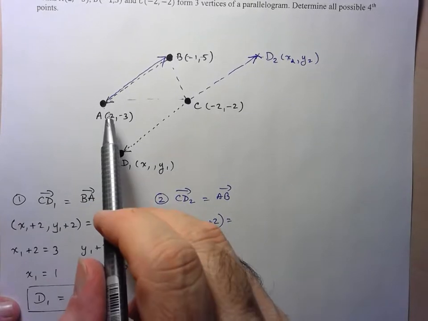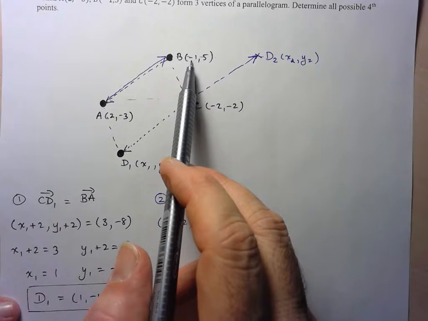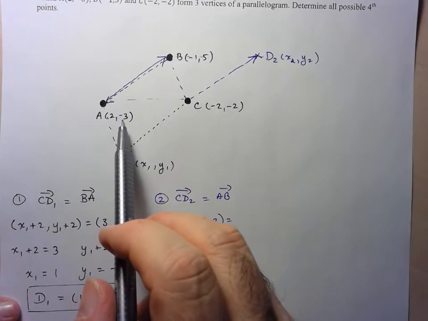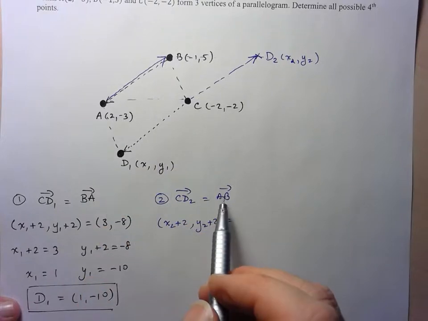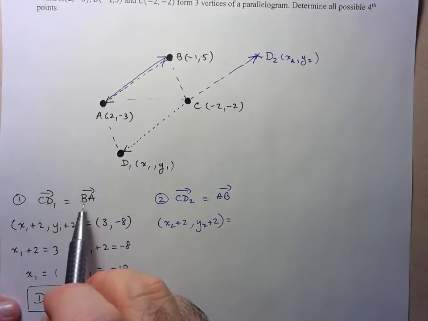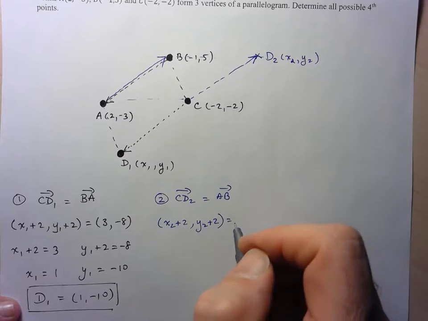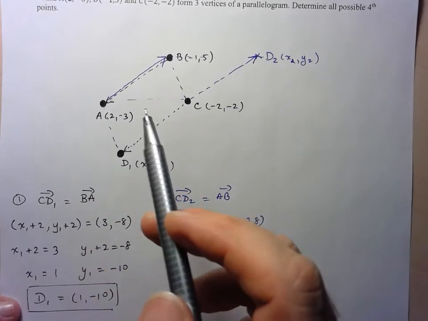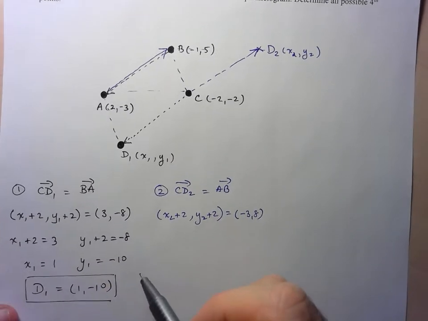Now I could calculate it. Second minus first, -1 minus 2 is -3. 5 minus -3 is 8. Or I could realize that AB is just the opposite of BA. And hey, that's exactly what I got. I got -3, 8. I would suggest actually calculating it, just in case you made a mistake the first time. It'll be a good check.